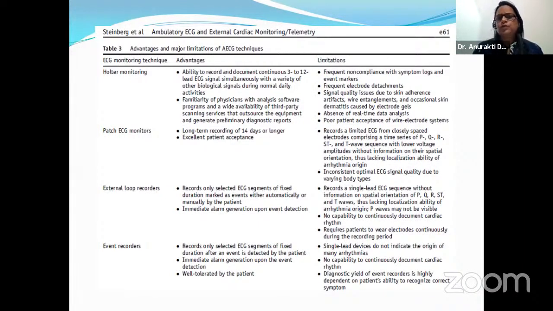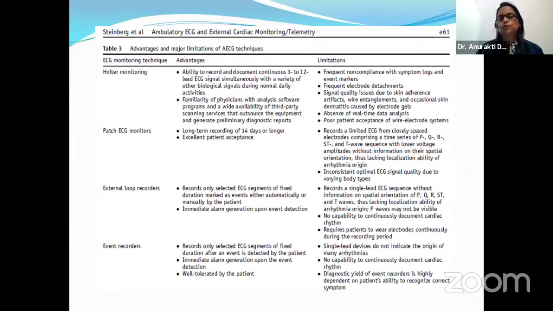The limitations of Holter is usually non-compliance because the electrode falls off and then you have to put it on again, and you can't take a bath. Otherwise, if you have to take a bath, then you have to re-put the electrode. So all these things become kind of limiting sometimes. That's why more acceptability has come for the wireless systems. Apart from that, they don't have real-time data analysis. So even if the patient is having a dangerous arrhythmia right now while wearing Holter, you cannot do anything about it right now.